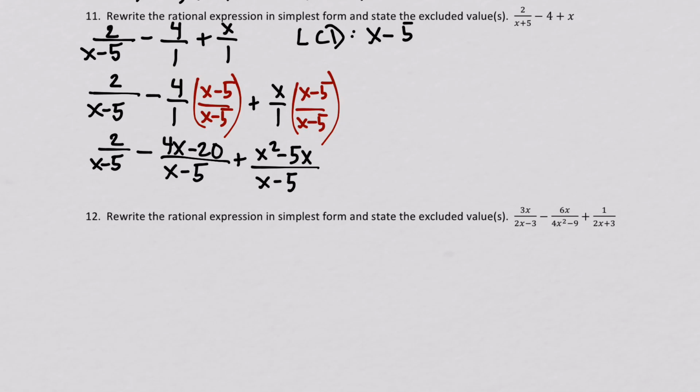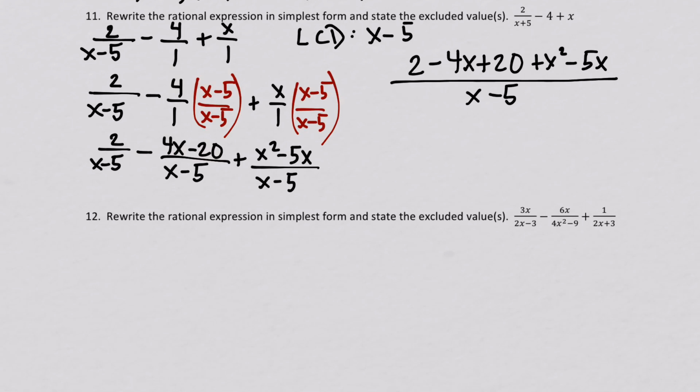Now that they all have the same denominator, I can put them all together. So it's going to look like this. 2 minus 4x plus 20. Notice what I did there. 2 minus 4x plus 20. Because of the negative here, these two are negative 4x and positive 20. Plus x squared minus 5x, all over the same denominator, which is x minus 5.